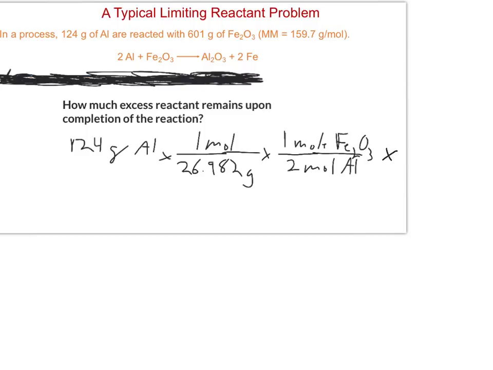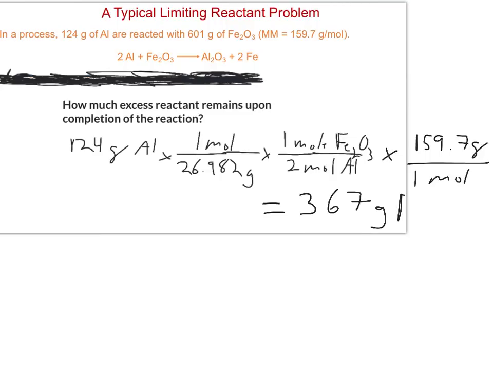And then the molar mass of the Fe2O3 is given. It's 159.7 grams, or 1 mole. And if I do that math correctly, I get 367, rounded to 3 sig figs, grams of Fe2O3.